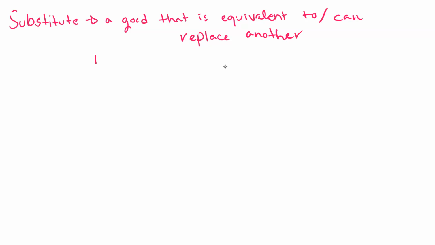So an example could be Jeff and Skippy. They're both peanut butters, so you could substitute one for the other. If the price of Jeff went up, the price of the substitute goes up, then you'd expect the quantity that people want of Skippy to go up.